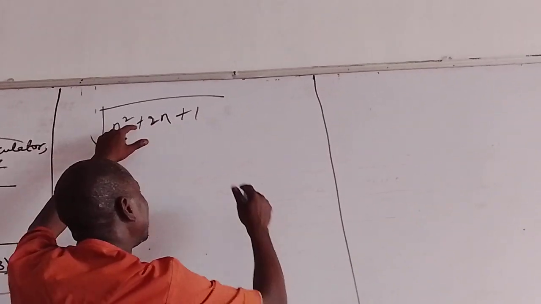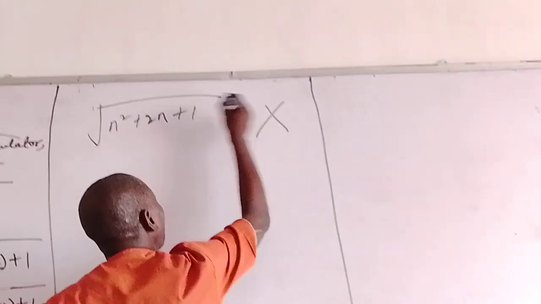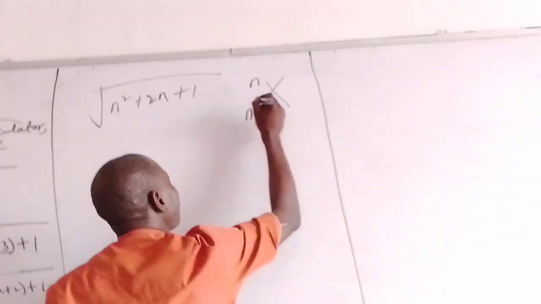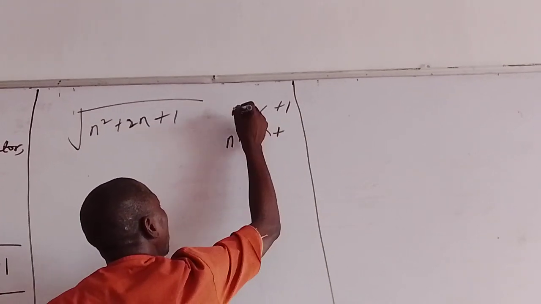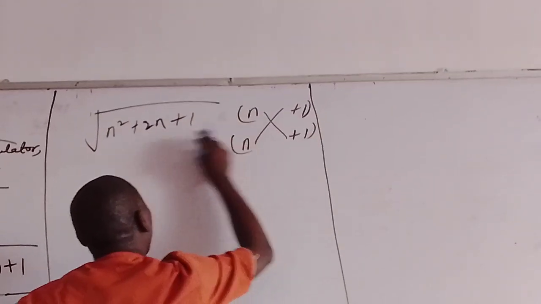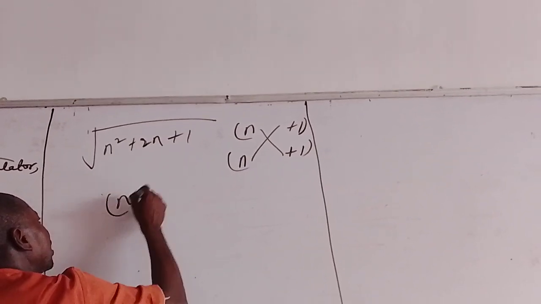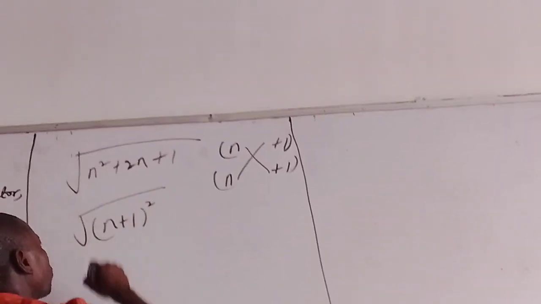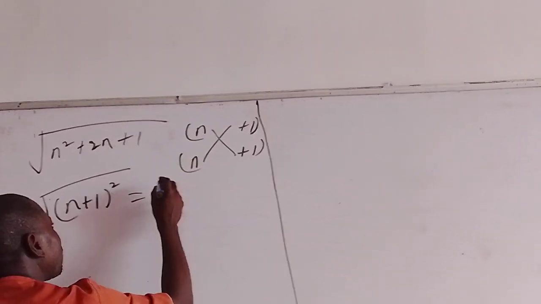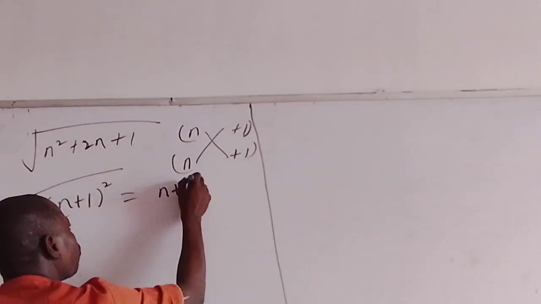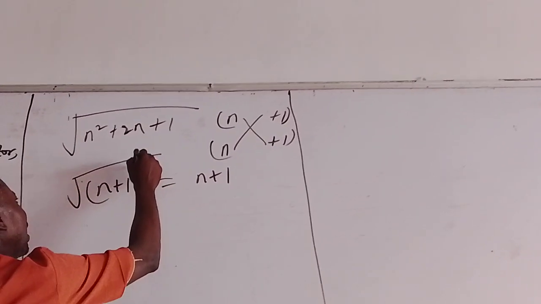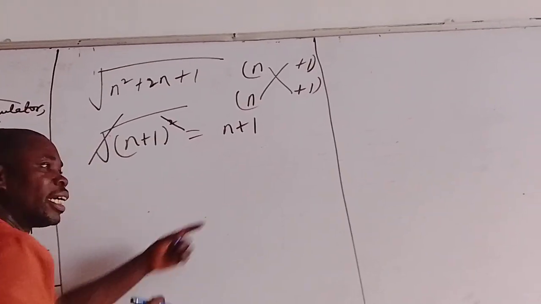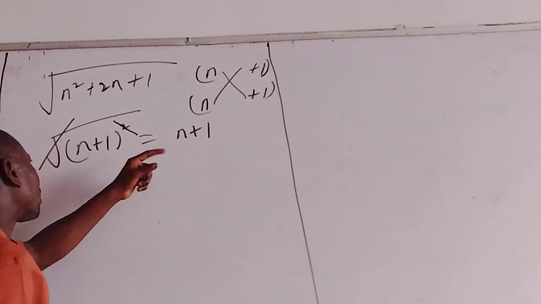Then if I factorize this, I can use my own scissors method to factorize. I have n plus 1, n plus 1. So the factor of this is n plus 1 all squared, n plus 1 times n plus 1, all in the square root, which gives rise to n plus 1. Why? Because this square will eliminate this square root, giving rise to n plus 1.